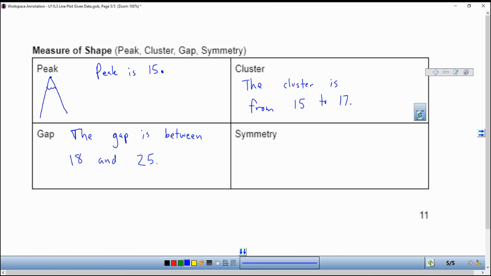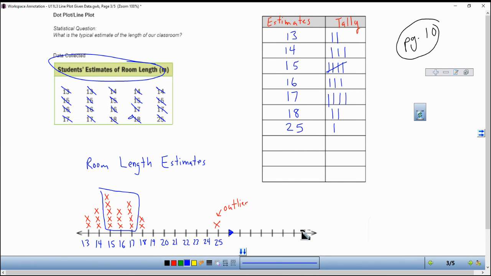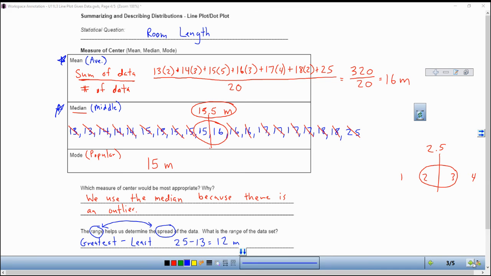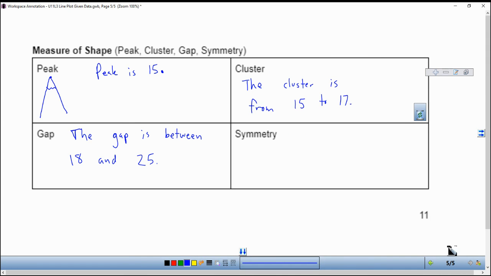Okay, lastly, symmetry. It's almost symmetric. It's close, but not really. So like if we moved around, this part of it kind of looks symmetric. This outlier is really far away. So if I cut this in half, it's not necessarily the same on both sides. So we'll say that there's no symmetry.